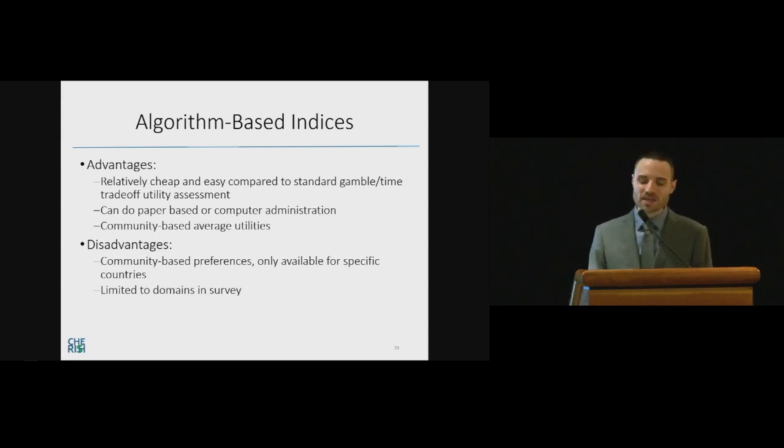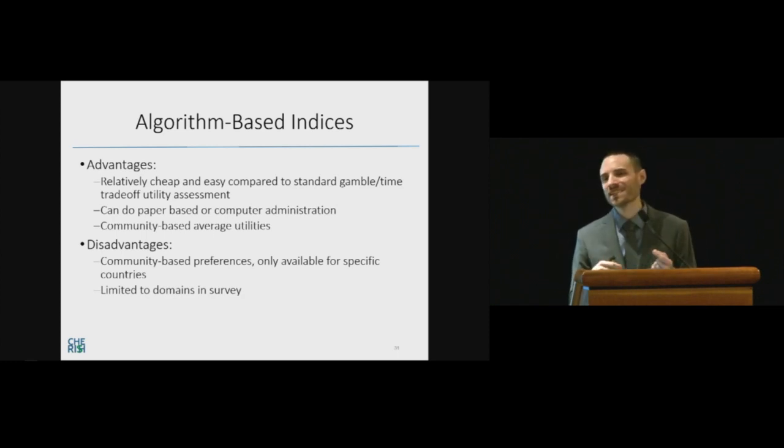And then community-based average utilities, like we talked about, is another advantage: we have these generalizable values associated with these different health states. Some of the disadvantages: the community-based preferences are only available for specific countries, and we also are limited to the domains in the survey. That goes back to what I talked about a few minutes ago, that it may not be as sensitive as a disorder-specific instrument might be.